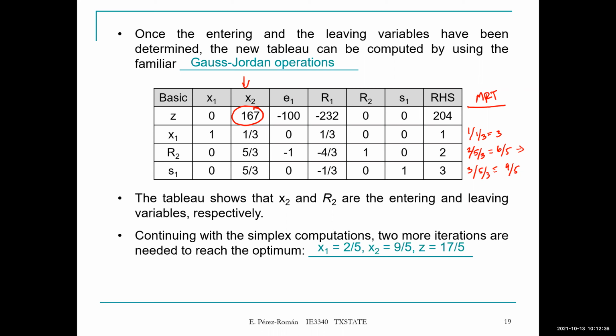So continuing with the simplex computation, 2 more iterations are needed to reach the optimum. x1 equals 2/5, x2 equals 9/5, and z equals 17/5. And that's the solution for the problem. At this point, we're basically applying what we know. And you will see that by the end of the solution, R1 and R2 are not going to be part of the solution, since at this point we are already taking R2 out of the solution based on row 0 and the minimum ratio test.